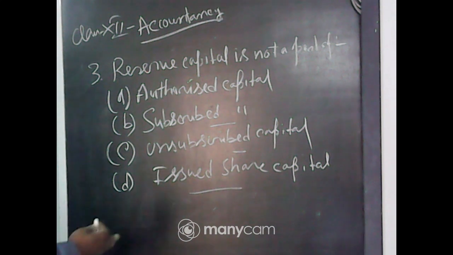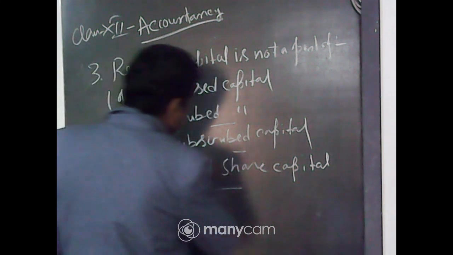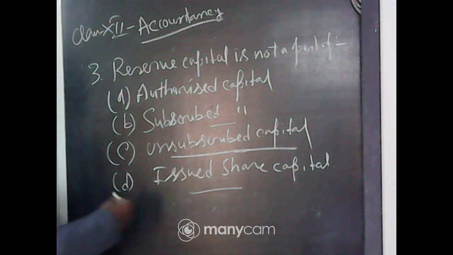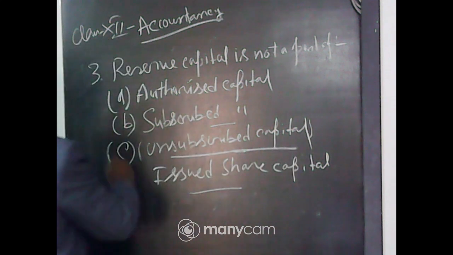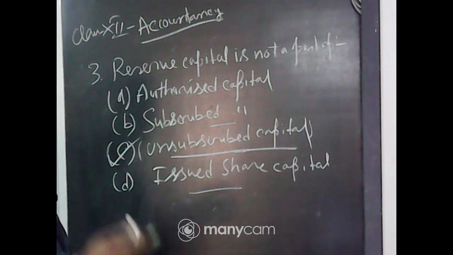Always read the question very carefully. Reserve capital is not a part of which capital? Unsubscribed capital means it is not yet subscribed. So unsubscribed capital is not a part of reserve capital, which is not still subscribed. So that is the right answer: unsubscribed capital. Issued share capital is already issued, subscribed capital is already subscribed, and authorized capital you have to make at the time of formation of the company.